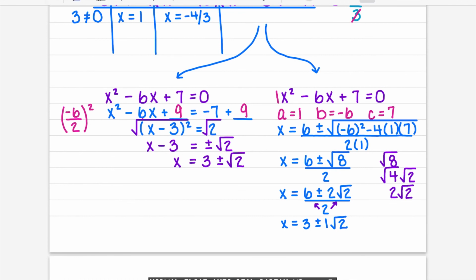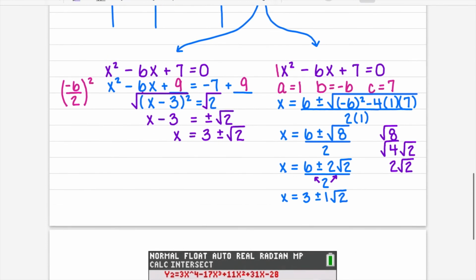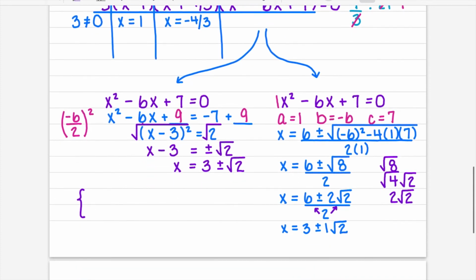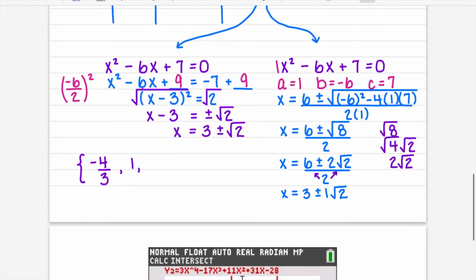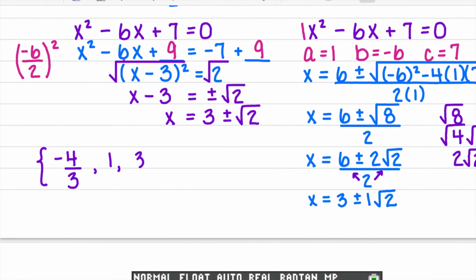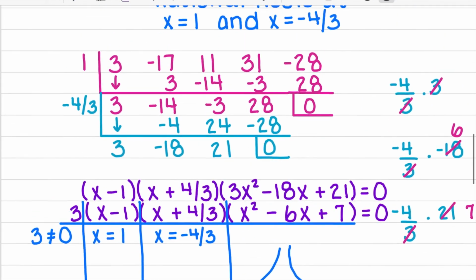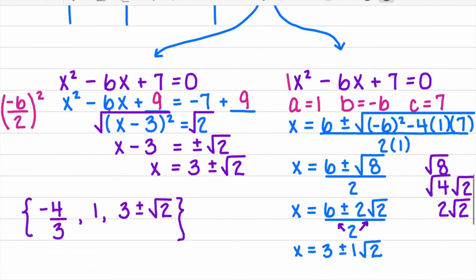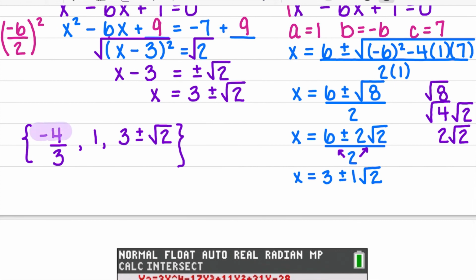Now lastly, I'm just going to write all of the solutions in braces. It doesn't matter the order really. I'll put the -4/3 first. Then I'll put the 1, and then you can just leave the 3 plus or minus rad 2 the way it is. You can separate it, but it's not really necessary. And then again, checking for reasonableness, there are 4 roots, and that makes sense because the original degree is a 4th degree. So that makes perfect sense.